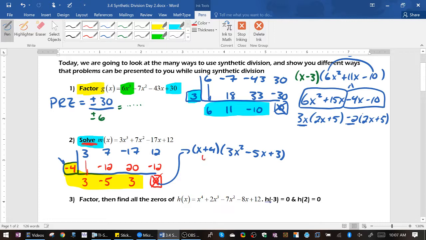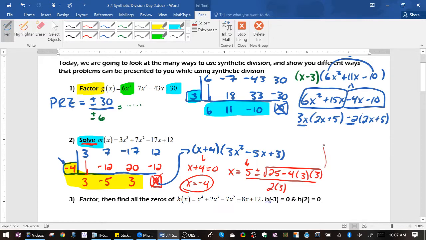So in order to solve, I'm going to take x plus 4, set it equal to 0, and I'll get x equals -4. That one's nice and easy. To solve this one, I need to use the quadratic formula. So don't forget that we learned these in chapter 2. So let's do it. X equals the opposite of b, which is 5, plus or minus the square root of b squared. If I square -5, I get 25, minus 4 times a times c, all over 2 times a.